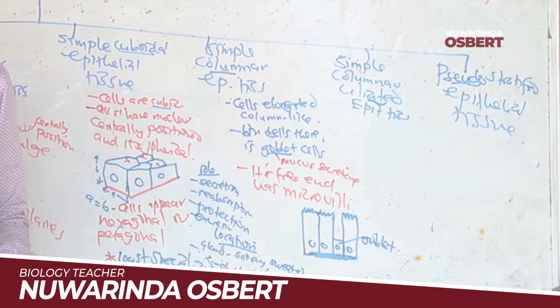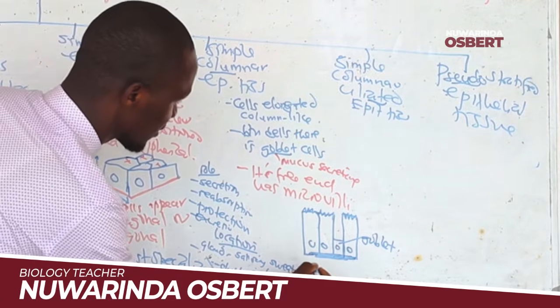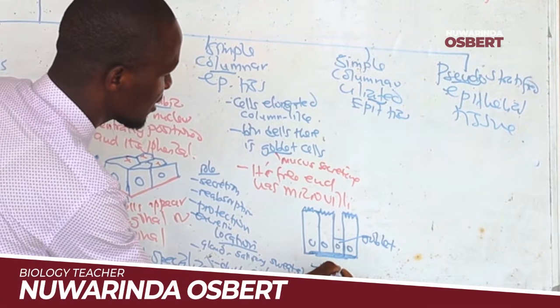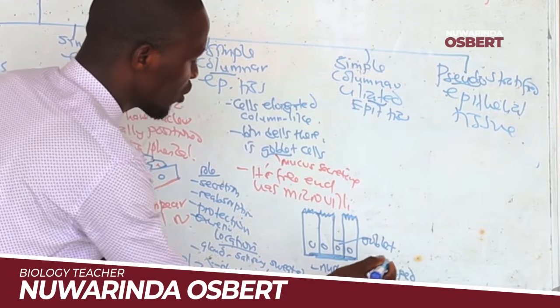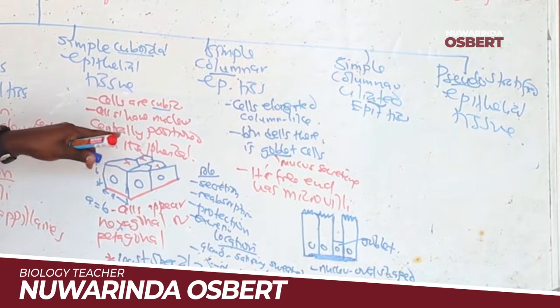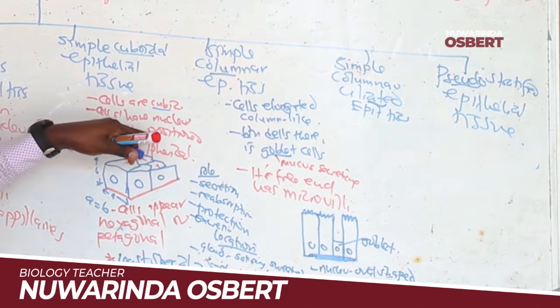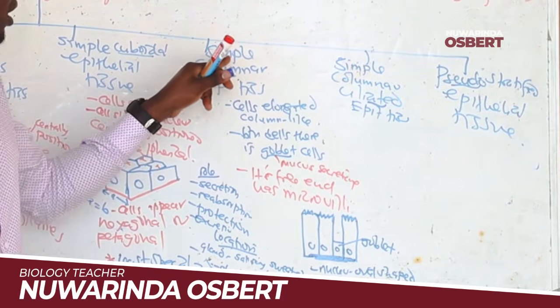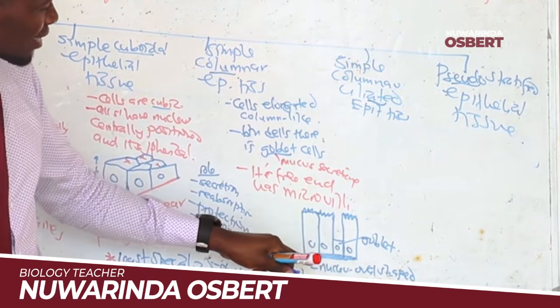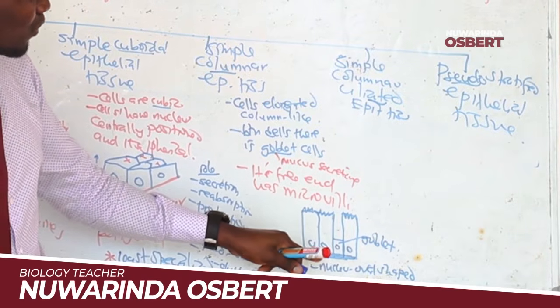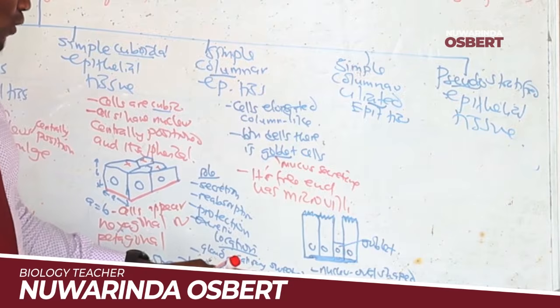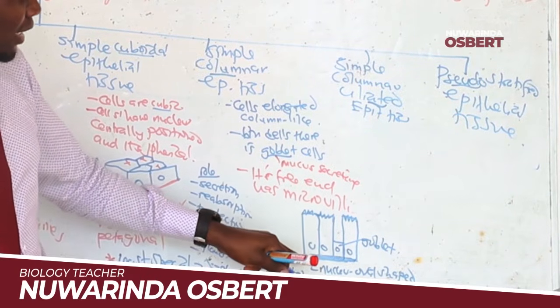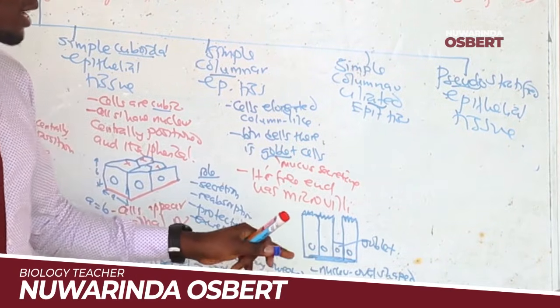Then these are column cells, the cells are elongated, and the cells have a nucleus which is oval-shaped. The nucleus of these cells is oval-shaped. And something special is that for these other tissues, we were saying the nucleus was found in the middle, at the center. But for this particular tissue, the nucleus is found near the basement membrane. That's another very important point that you're not supposed to forget. The nucleus is oval-shaped and is found near the basement membrane.